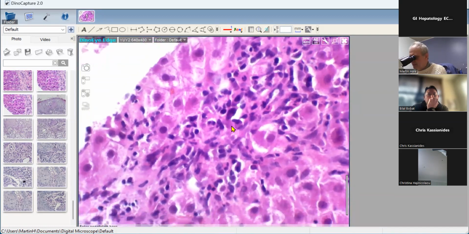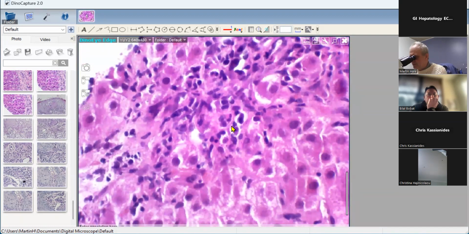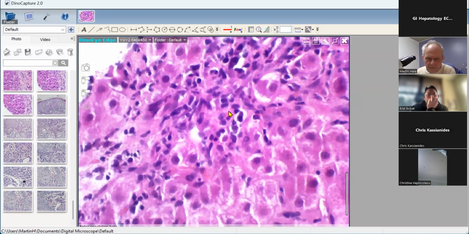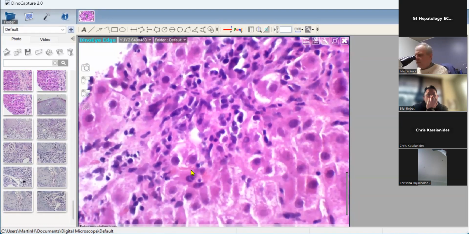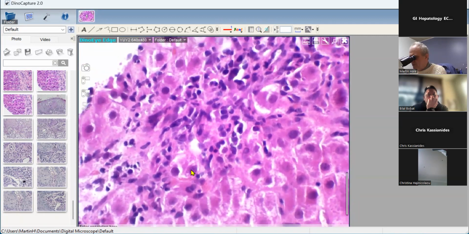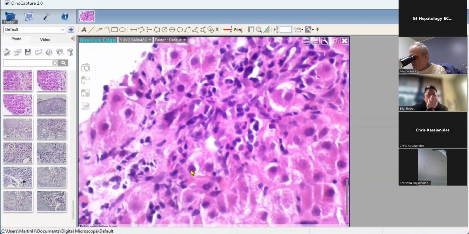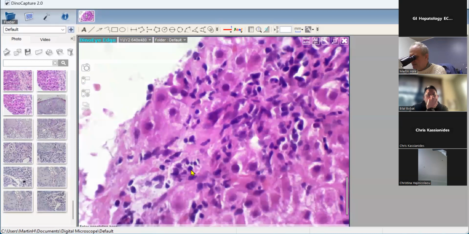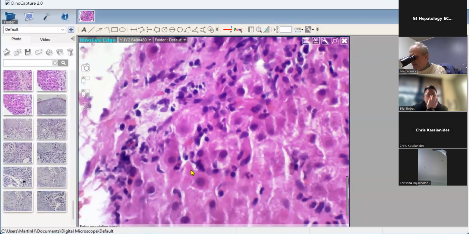So the plasma cells are there. There's also plasma cell clustering. And here we've got a group of plasma cells, there's 3 of them in there, and they're associated with this interface inflammatory activity. And when you see plasma cells with interface inflammatory activity, we have to think of autoimmune hepatitis. So from that point of view, the histology is starting to match the history.